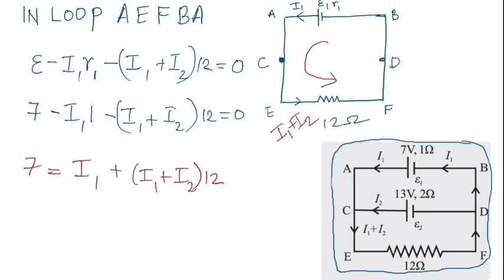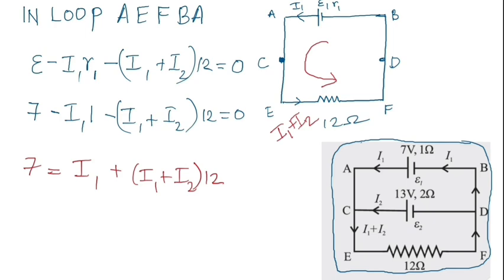So whenever I am taking a loop AEFBA which doesn't have a battery in it, but if the current is there, then you have to take that current. I have to take I1 plus I2, I cannot remove I2. Okay, so I2 has to be taken. So now by our KVL I have written this equation: E minus I1 r1, where small r1 is the internal resistance of your battery, minus (I1 plus I2) into 12 is equal to 0.